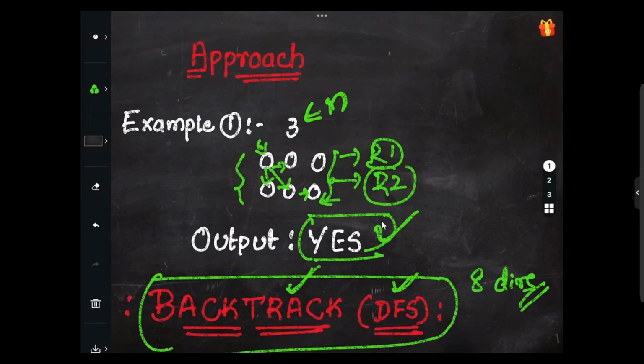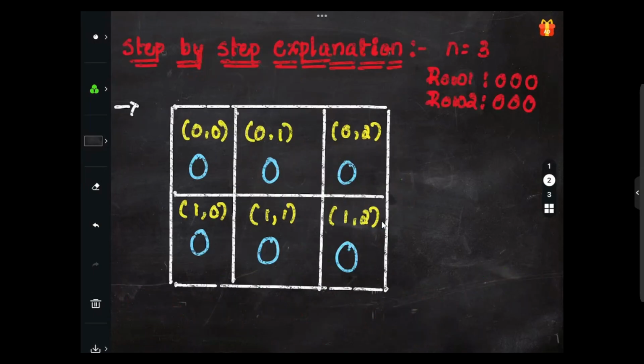So let's move on with the step by step explanation here. Monocarp starts from here, right? So basically n we have been given 3, row 1 and row 2. All the values we have is 0 here. All the values are 0 in the cell, right? So let's move on with the first step here. We will start at 0 comma 0, nothing but first row, first column.